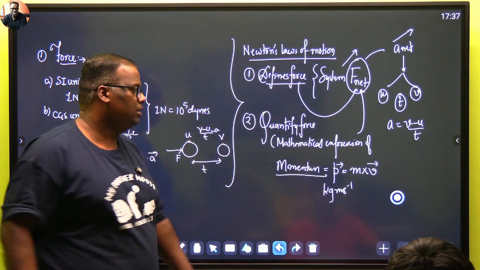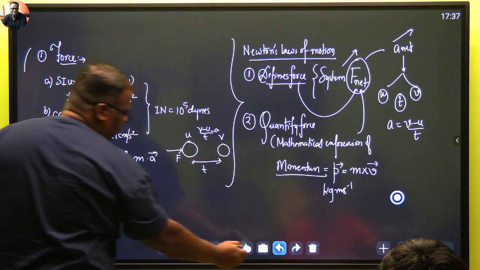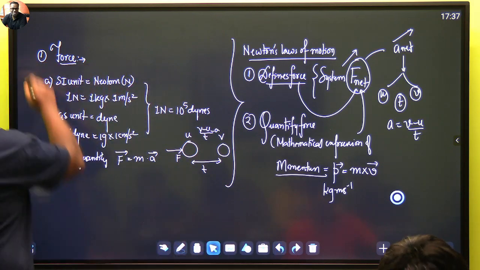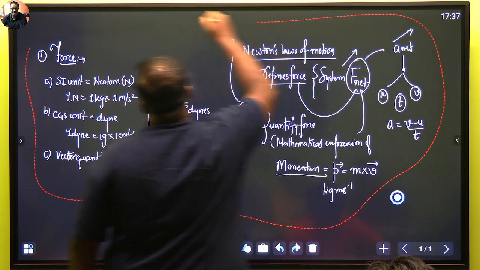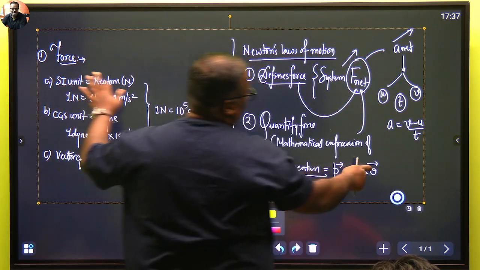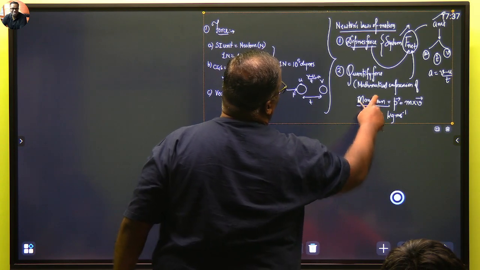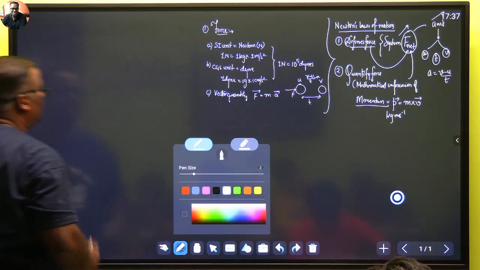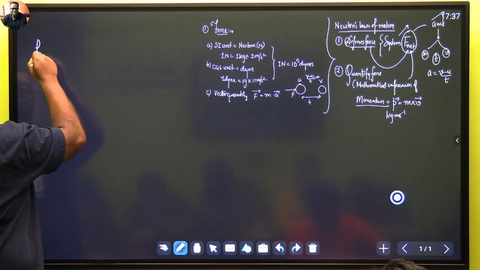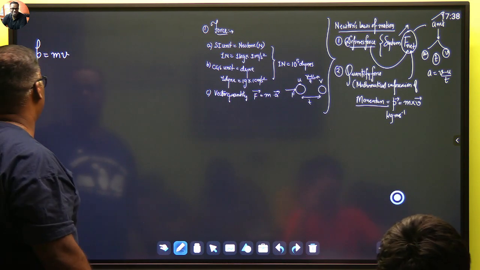So, mass into velocity. Let's make this a little smaller, otherwise we will not be able to finish up everything. Okay. So let's make this small. Let's put this here. So now we need to understand about momentum. If you look at momentum, P, I'm looking only at the magnitude part. P we say is mass into velocity.